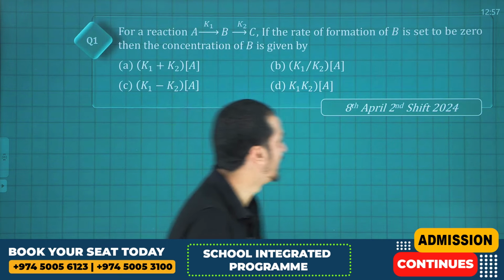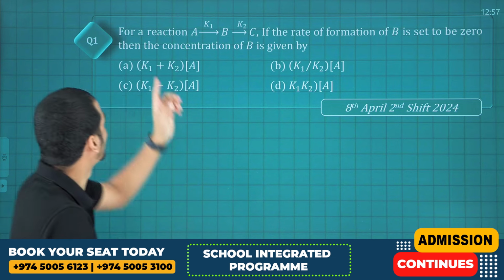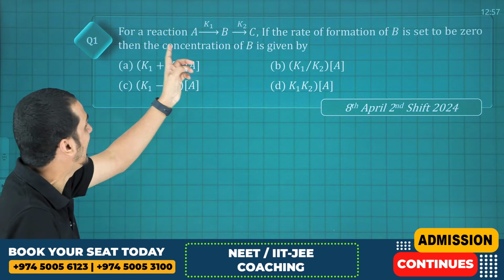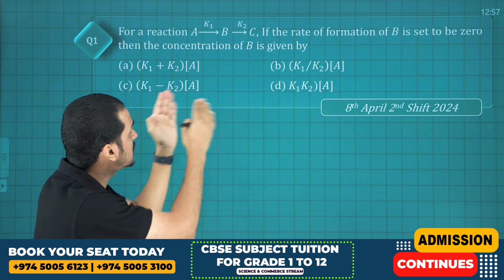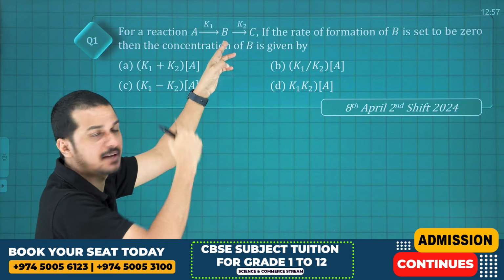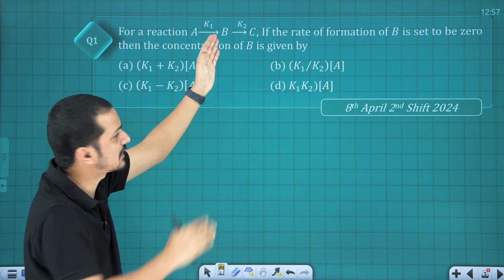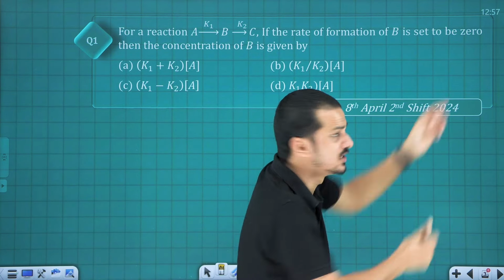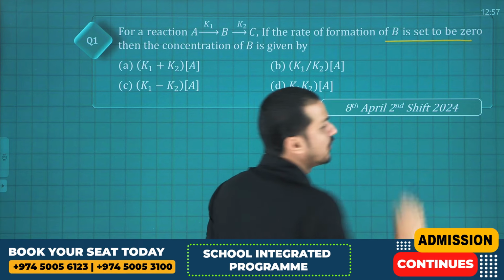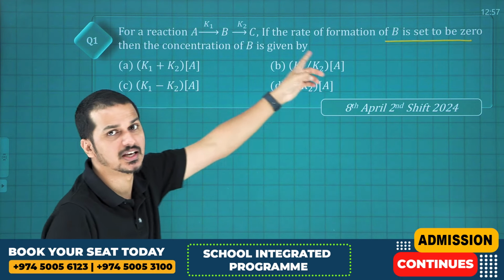This is the first question, from 2024. For a reaction, A gives B, and that B gives C. B is forming, and that B is also being consumed to form C, so this is actually a two-step reaction. If the rate of formation of B is said to be 0, then the concentration of B is given by.